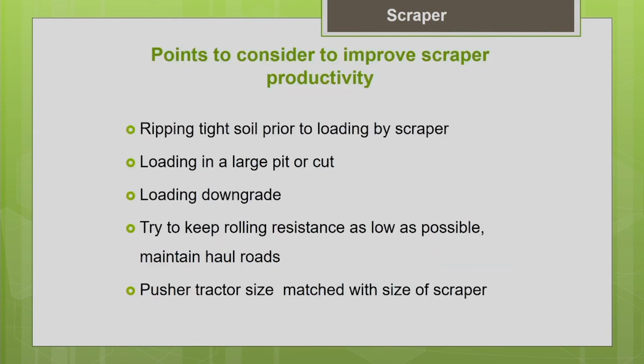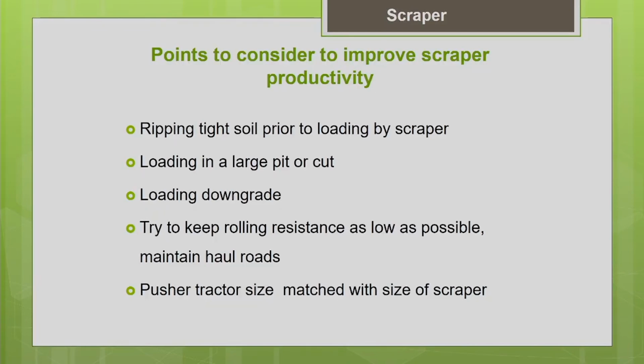Now let us see some basic guidelines on how to enhance the productivity of the scraper. Basically the scraper will give you maximum productivity when the soil is in a loosened condition. So if you are going to handle very hard terrain like hardened clay, you have to go for a bulldozer with a ripper attachment, rip it first, loosen it, then use a scraper. Thereby you can enhance the productivity of the scraper. Ripping tight soil prior to loading by the scraper.